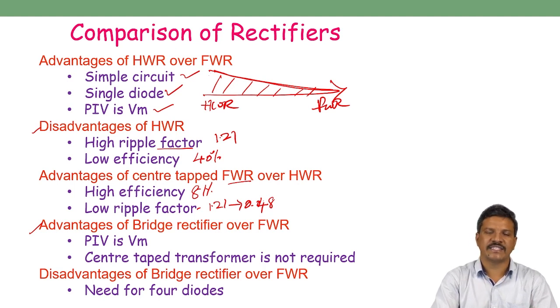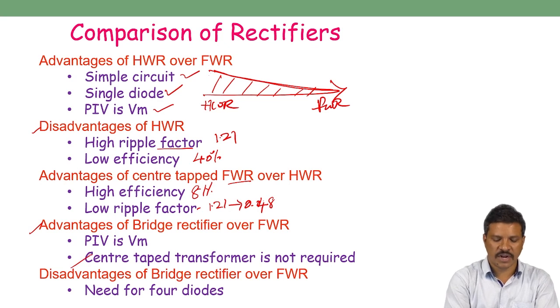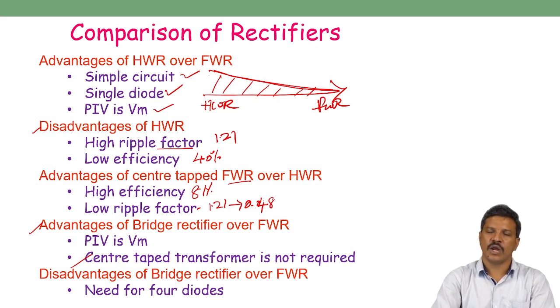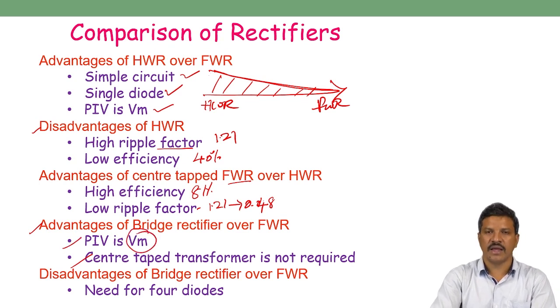So in order to reduce the cost of the circuit while achieving 81% efficiency, as with the center tapped full wave rectifier, in the bridge rectifier we achieve the same factors, the same DC component and the same efficiency, with a very low cost. So that's why we avoid the center tap transformer in the bridge rectifier. A center tap transformer is not required in the bridge rectifier to achieve the same parameters. And the peak inverse voltage is Vm only, whereas in the full wave rectifier the peak inverse voltage is 2 Vm. In this case, Vm only.